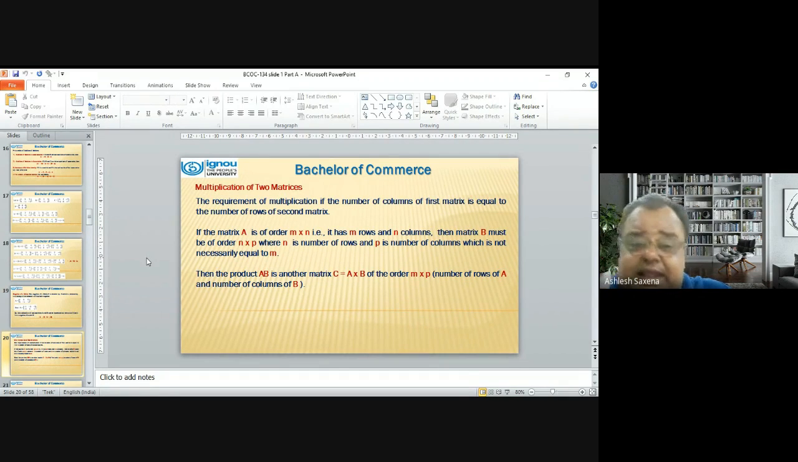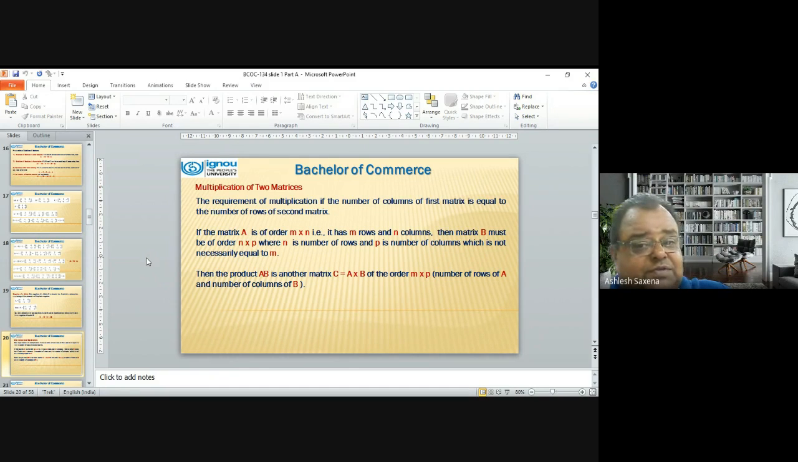Then the question arises when the number of columns and number of rows of the two are the same, irrespective of the columns of the other one. Your answer of the product will be of the order m cross b. You can see it's written over there. C is equal to A cross B. The order will be m cross b.